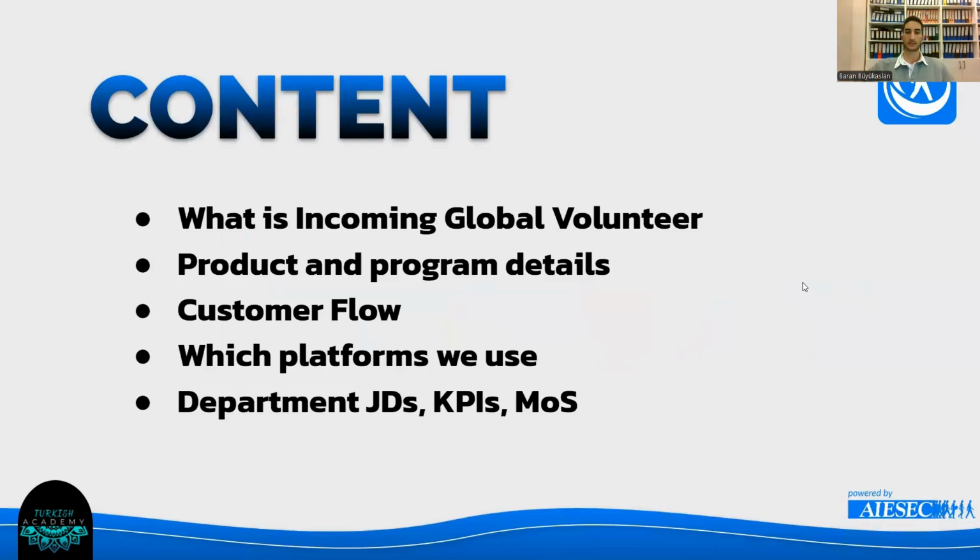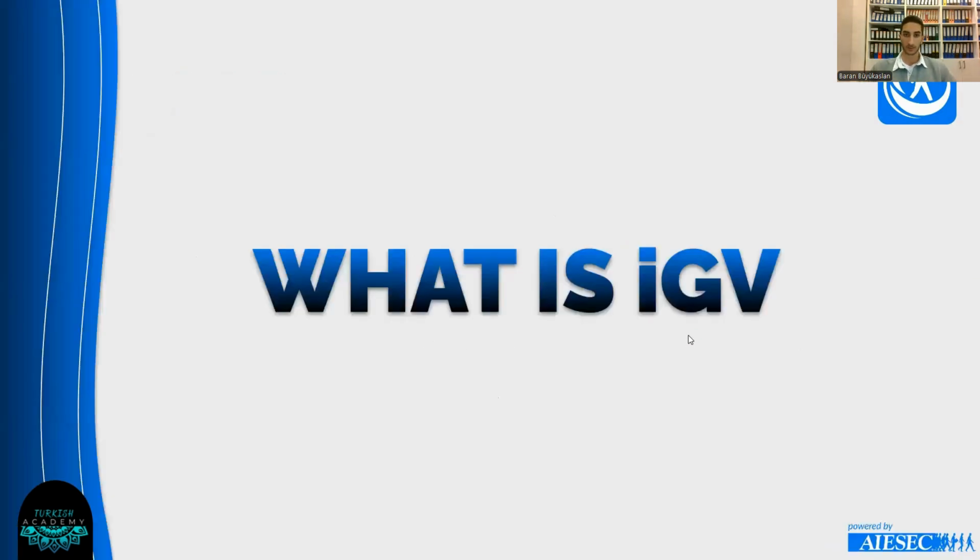So we will start with what is incoming global volunteer, which is our department, product and program details. After that, we will talk about the customer flow. Then we will continue with which platforms we use. We will talk about some details about our platforms and tools, etc. And lastly, we will finish with department, JDs, KPIs, MOIs, and we will continue with other details maybe. So let's start with what is incoming global volunteer.